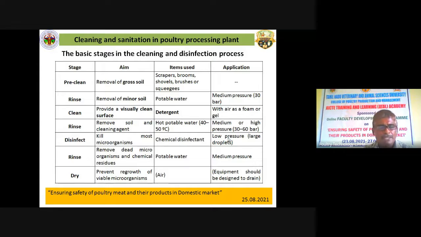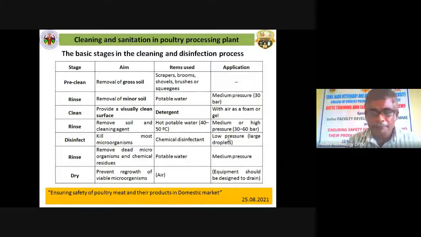Finally, we go for drying of the surface, because, as I already told you, water activity, or the free water available, is the important factor that prevents growth of microorganisms. So if you dry the surface and there is no availability of water, the microorganisms cannot grow, multiply and colonize the surface area. So for that we have to dry the area, for which we use air.